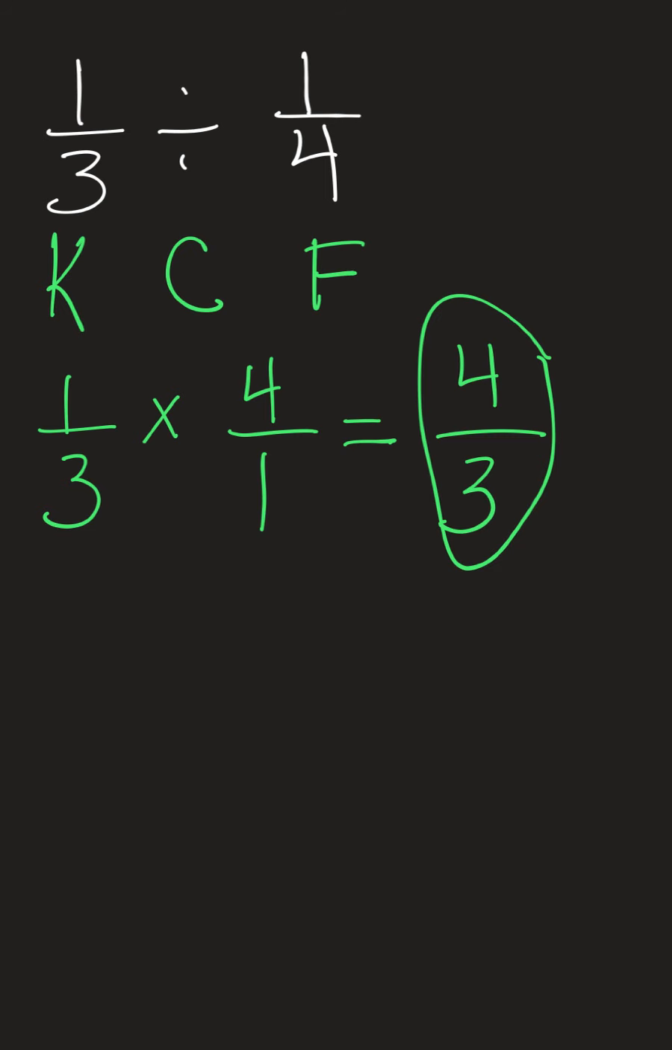Just a quick reminder to change into a mixed number. See how many times the denominator goes into the numerator. So 3 goes into 4 one whole time. And if I take 3 away from 4, I have 1 remaining out of the 3 left.